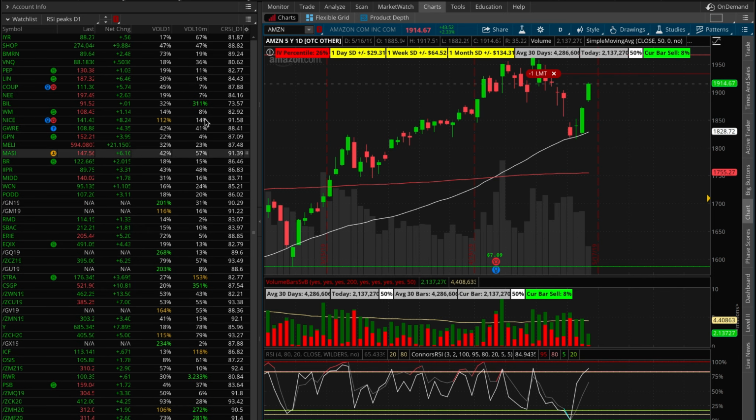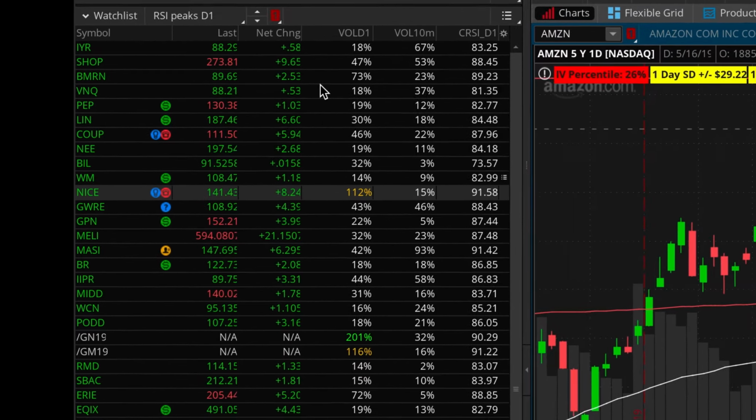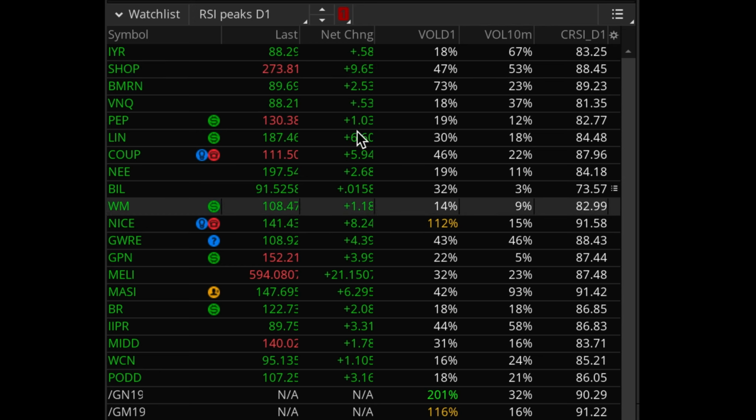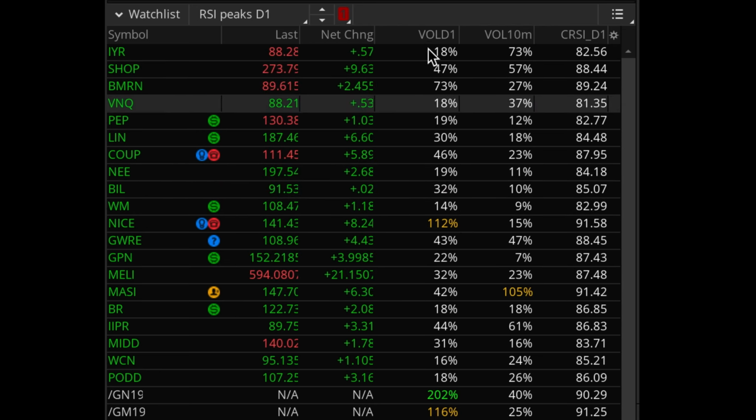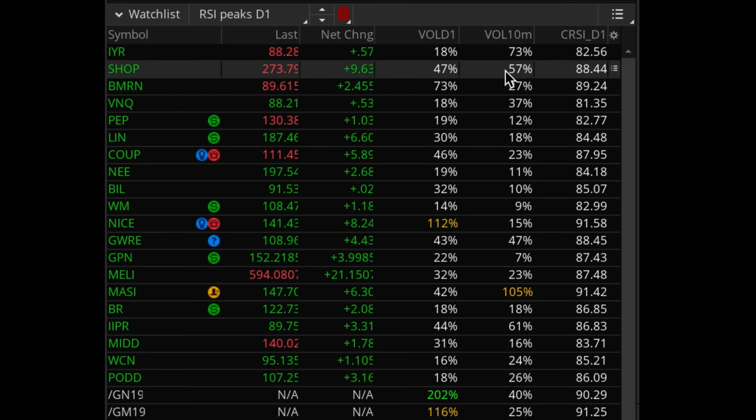So, for example, the things I like to keep an eye on are obviously the price, the net change, which I just want to see how much is moving up or down. The volume average above normal for the daily, and then the volume average above normal for the last 30 bars on the 10-minute. And then I have my RSI.